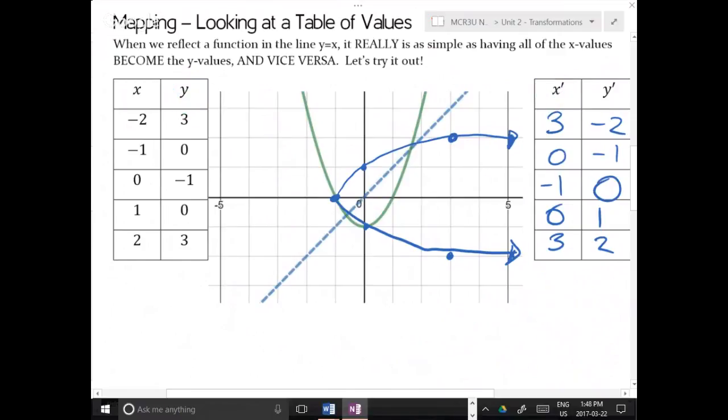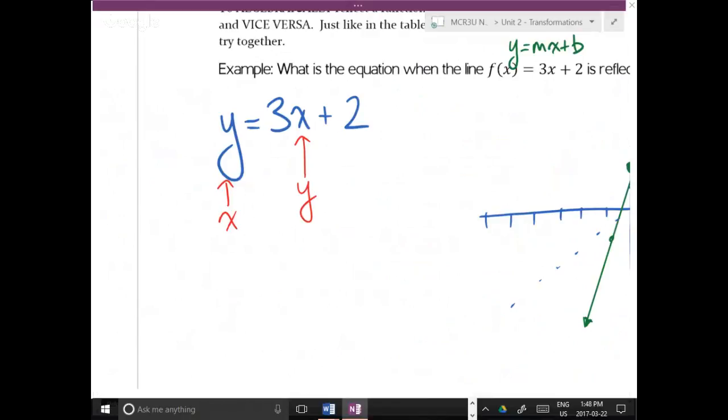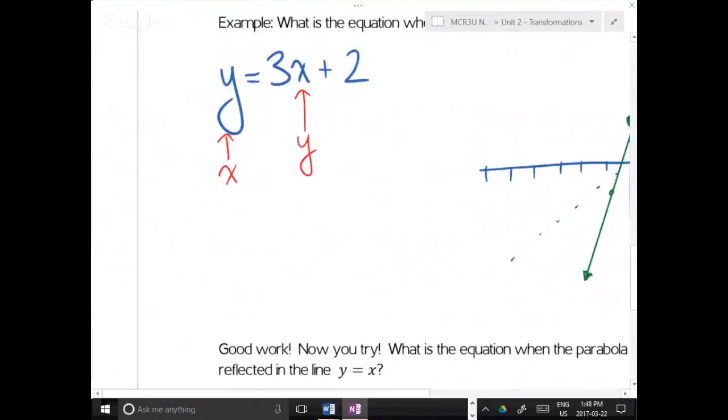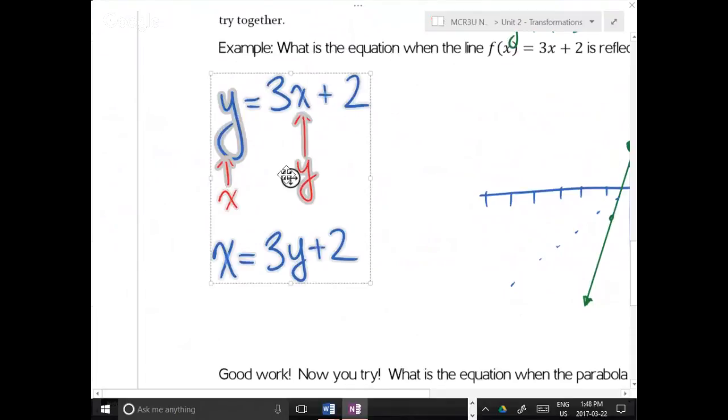So in the equation, what are we going to do? Well, everything that was a y is going to become an x, and everything that was an x is going to become a y. Now this one's nice and easy because there's just one of each. But our new equation will be x equals 3y plus 2. There we go. Now, do we leave an equation solved for x? Is that how we normally express lines? No. So we want to algebraically rearrange this so that it's in terms of y equals.